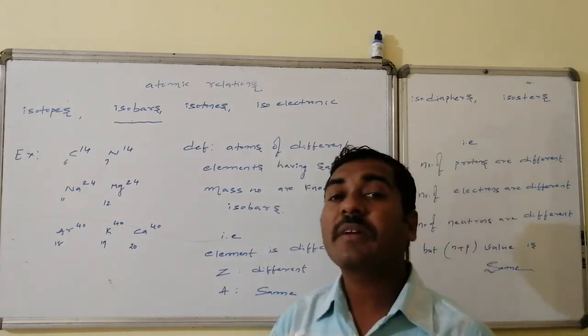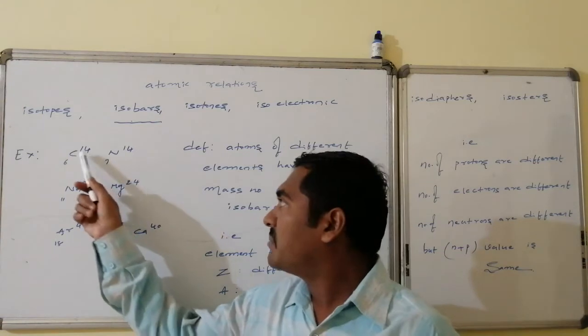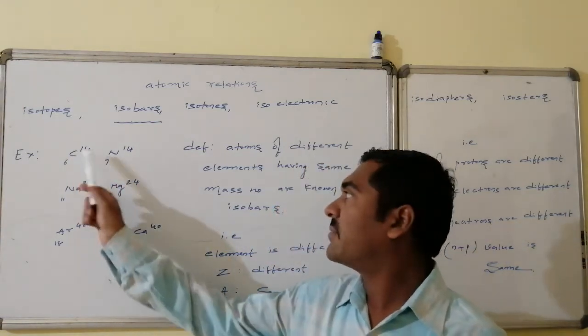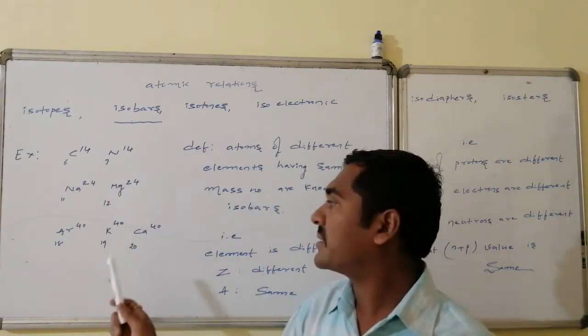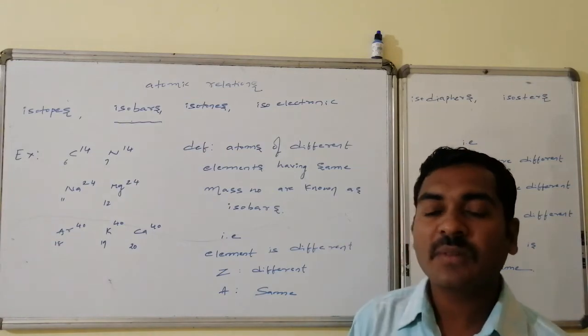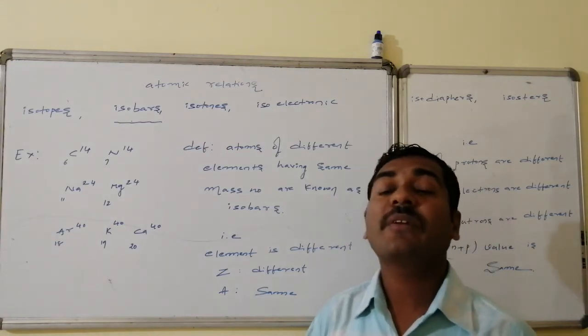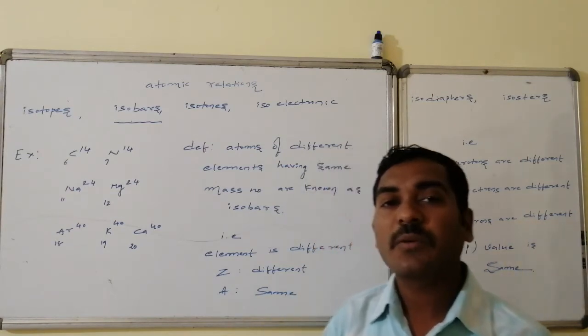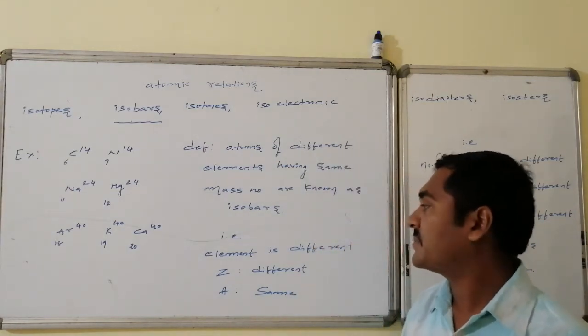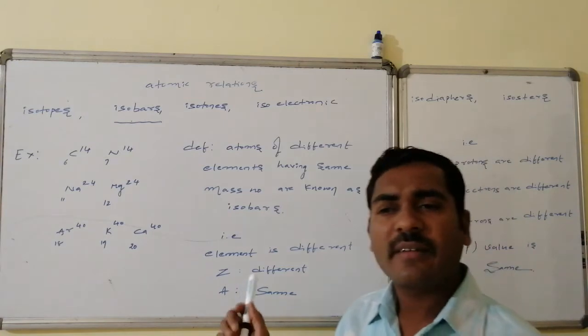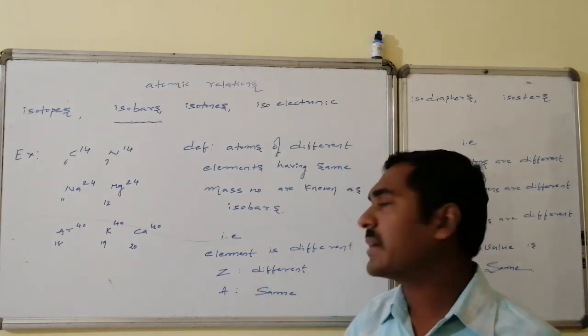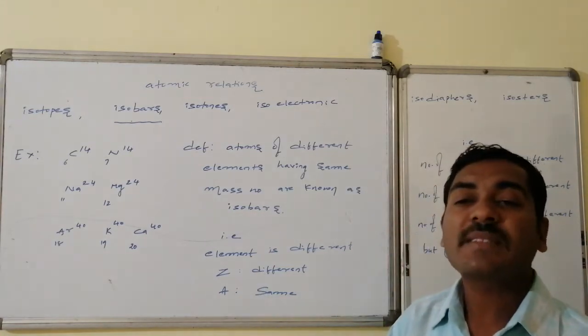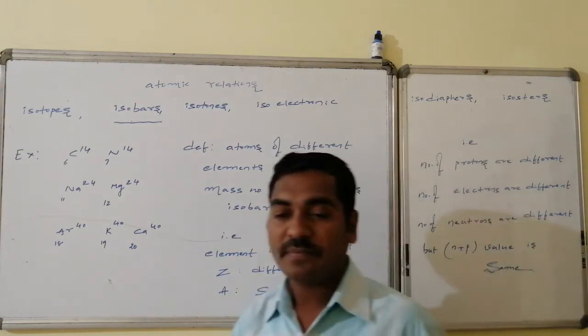In this, one particular thing is common: the mass number remains the same, 14 versus 14, 24 versus 24, 40 versus 40. So atoms of different elements having the same mass number are said to be isobars to one another. That is, the elements differ in atomic number, but the mass number A value is the same.